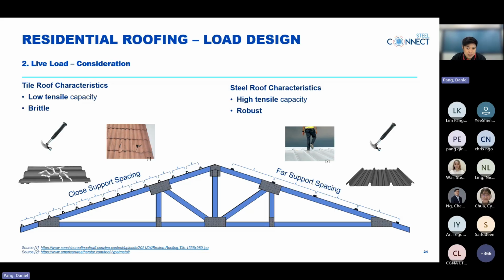Tiles are actually brittle, so when someone goes up to the roof and does maintenance, there will be a chance a tool may fall. So a tile will have the tendency to break if that happens. Whereas for steel roof, it is robust. It will not break as it has a high tensile strength.